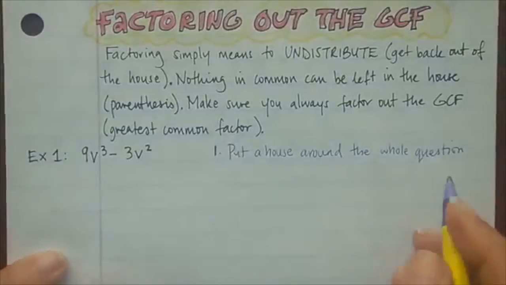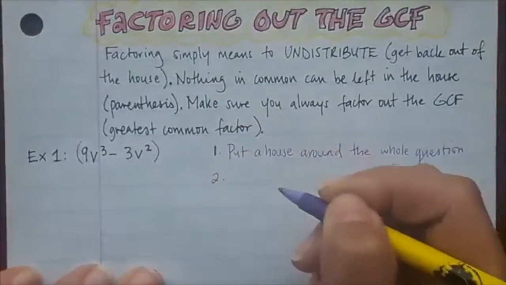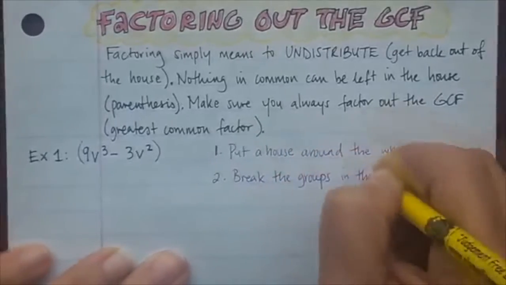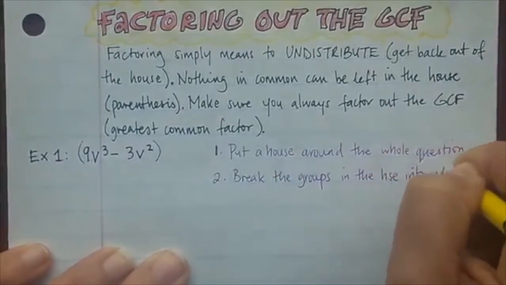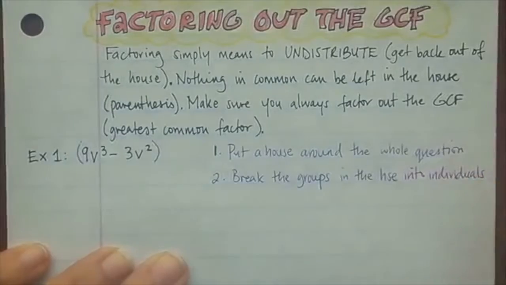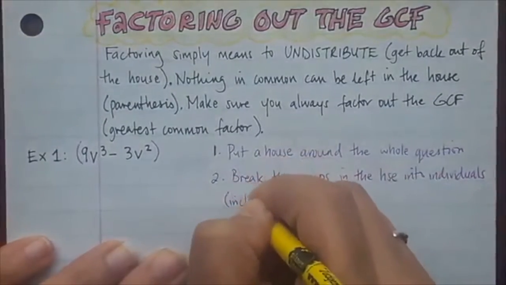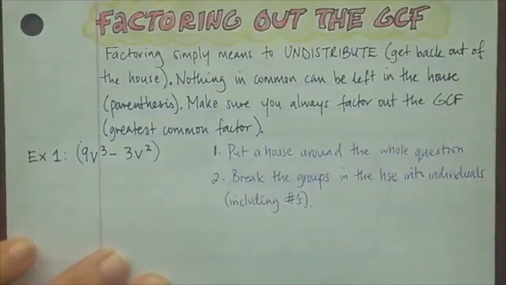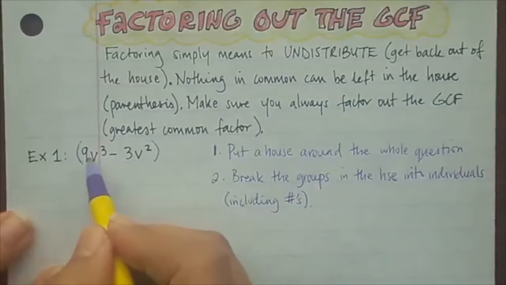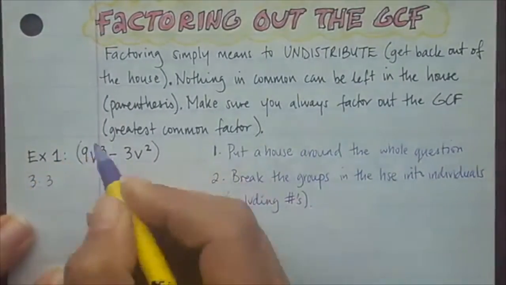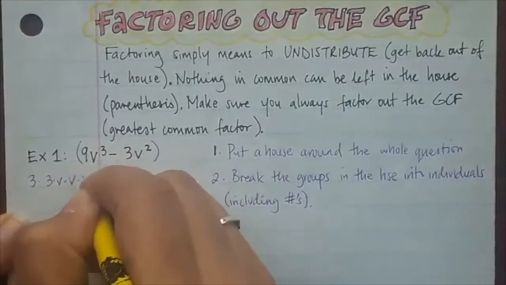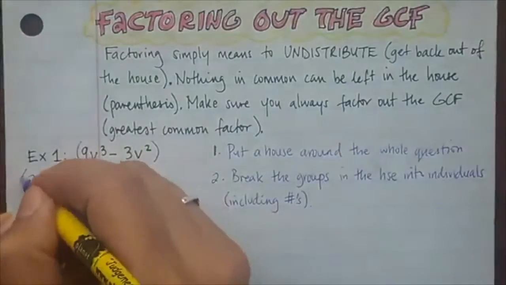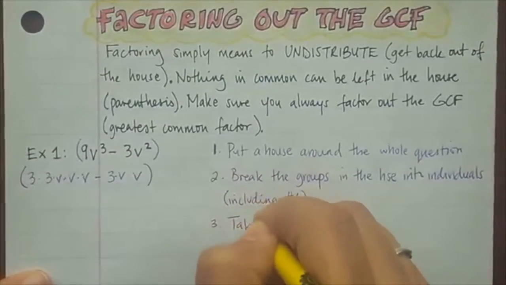So I'm going to go ahead and do that. Then break the groups in the house into individuals, including numbers. So 9 breaks up into what? 9 is 3 times 3 in its simplest form, and then those are 3 V's, minus 3 can break down, and then 2 V's. So now I've broken up the groups into individuals.